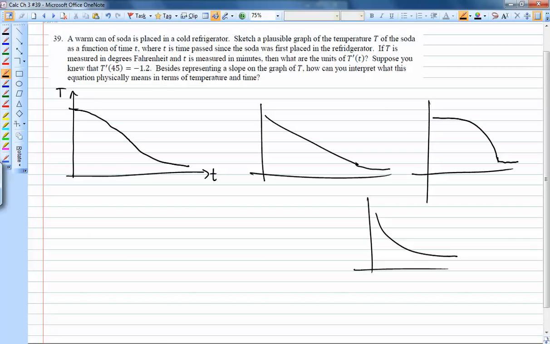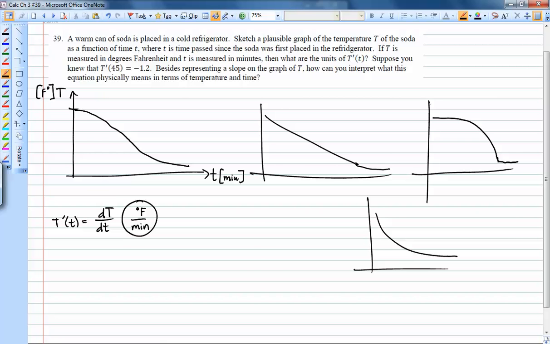So let's see. T is measured in degrees Fahrenheit. Oh, sorry, that's big T. And little t is measured in minutes. So then one of the questions is, what are the units of T prime of t? And this might be easier to see as dT over dt. So the units of capital T are degrees Fahrenheit, and the units of little t are minutes. So really, the units of T prime are going to be degrees Fahrenheit per minute.